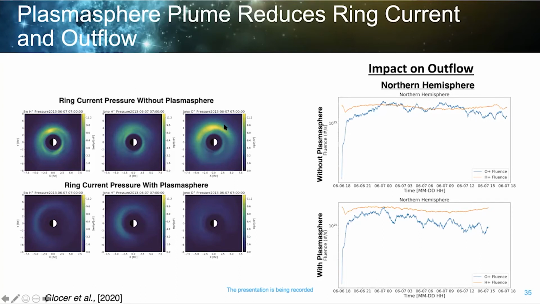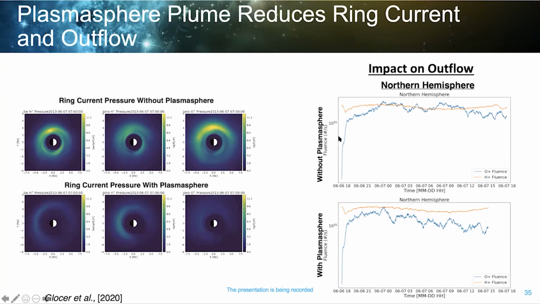Whereas when we had the plasmasphere, it was largely ionospheric O+ contributing. When we include the plasmasphere, it's largely ionospheric H+ that's contributing to the ring current. So you can get a very different effect by including this cold population. Now, not only that, but you're changing the supply of plasma to the magnetosphere.